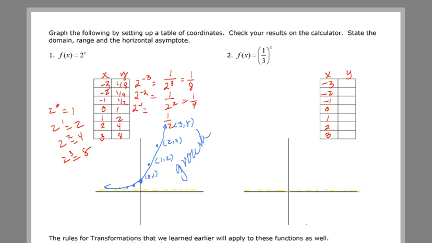Let's look over here and complete these ordered pairs. I put in a negative 3, I get 1/3 to the negative 3 power. Well, I've got to flip it. If I take the reciprocal, that's 3 over 1 to the positive 3 power, and 3 times 3 times 3 is 27. Let's do that again. 1/3 to the negative 2 power means I have to flip it.